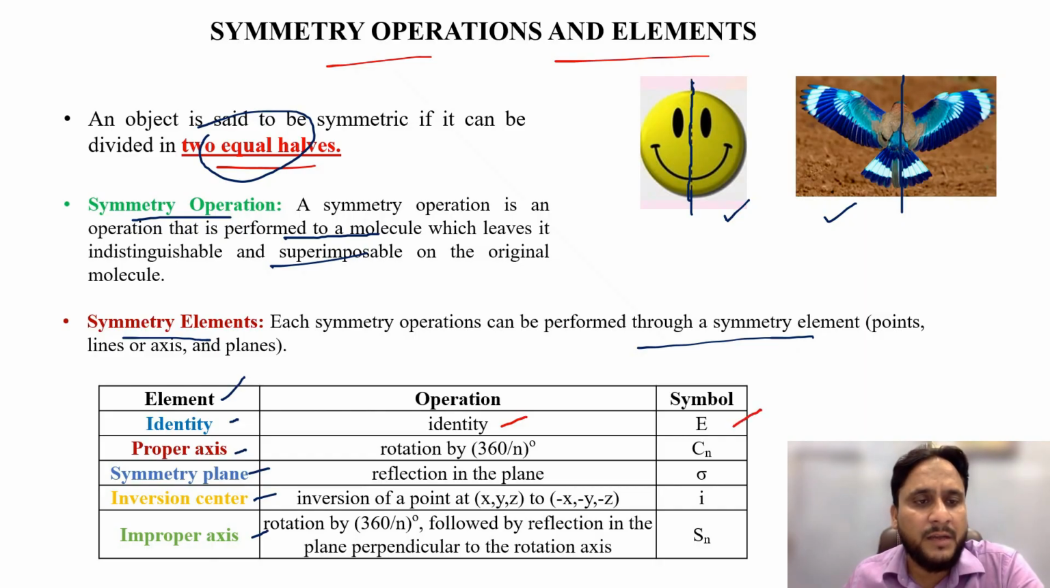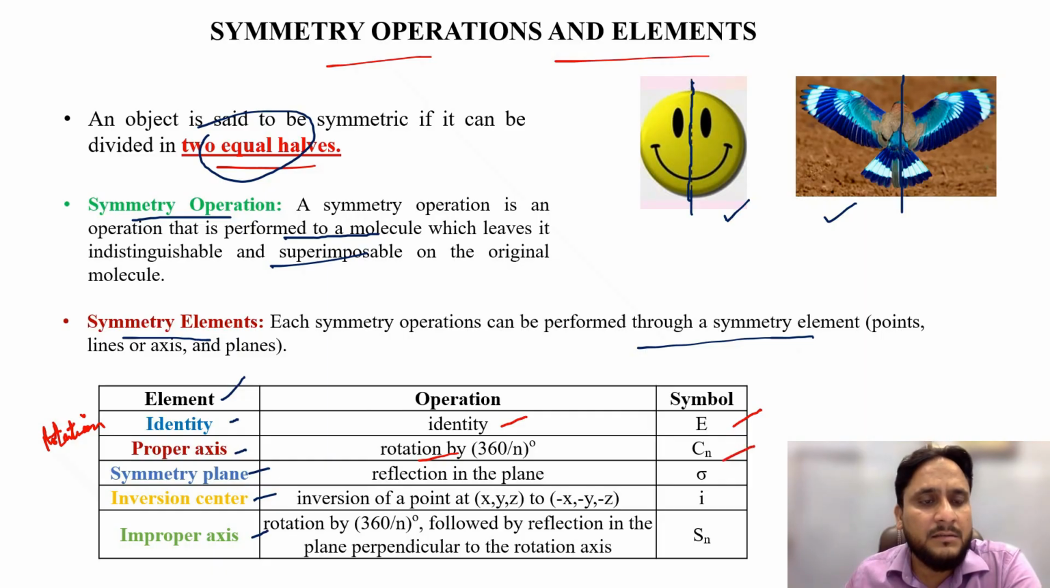Now, the proper axis of rotation is the axis through which the molecule can be rotated. So through this axis, what we do is we rotate the molecule. The operation or the action which can be performed through this element is the rotation of the molecule by an angle of 360 by n, that I'll explain to you in the next few slides. And it is represented with a symbol Cn.